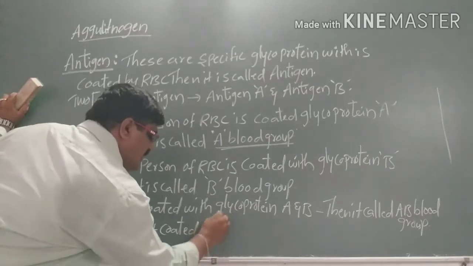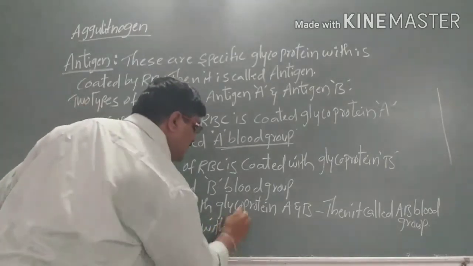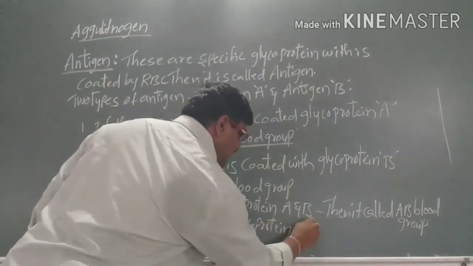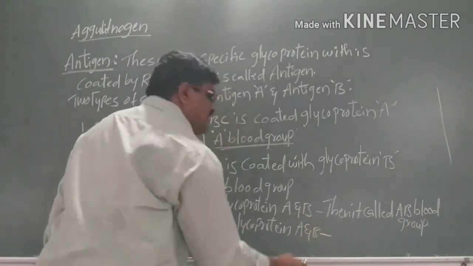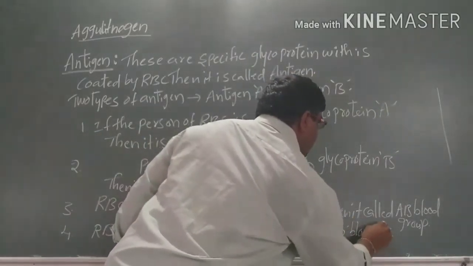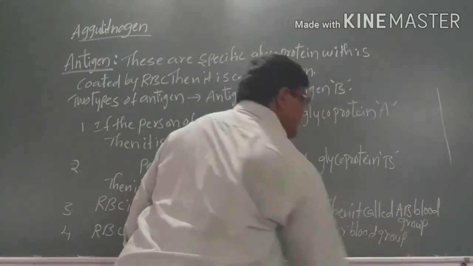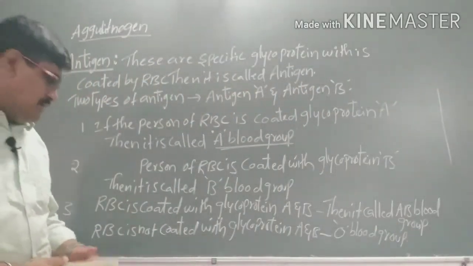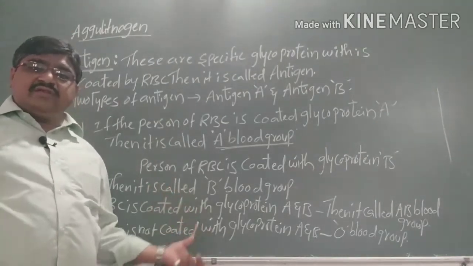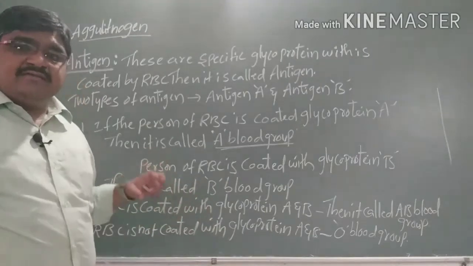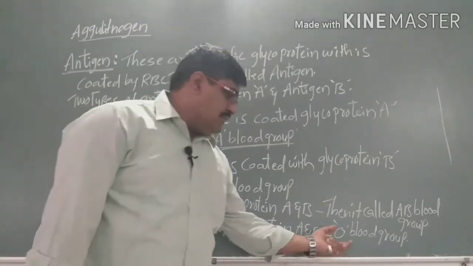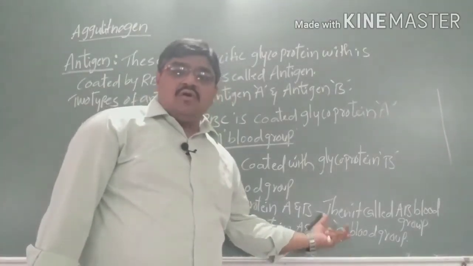with glycoprotein A and B, then it is called as O blood group. That means if the RBC is not coated with glycoprotein A and B, it is absent. That means glycoprotein A and B is absent on the RBC, then such type of blood group we can call as O blood group.